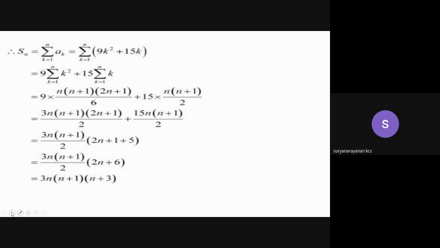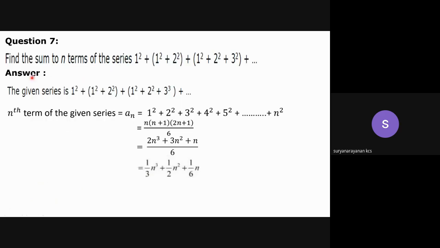Okay, my children. Now come to the next question. Question number 7. Find the sum to n terms of the series 1 square plus 1 square plus 2 square plus 1 square plus 2 square plus 3 square plus and so on. This is the given series. We have to find the sum to n terms of this given series. Okay, my children. Right. Come to the solution part.